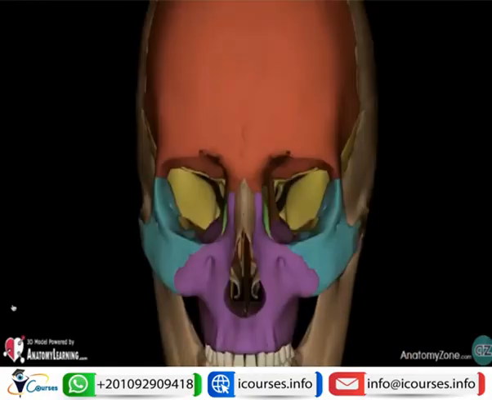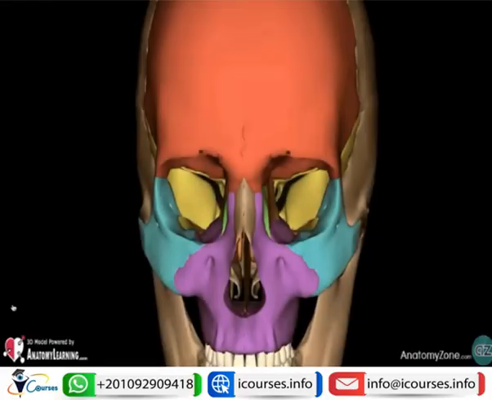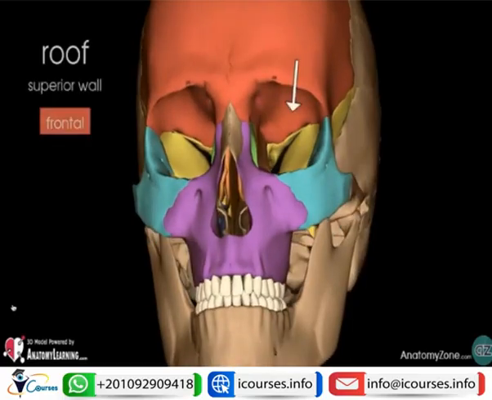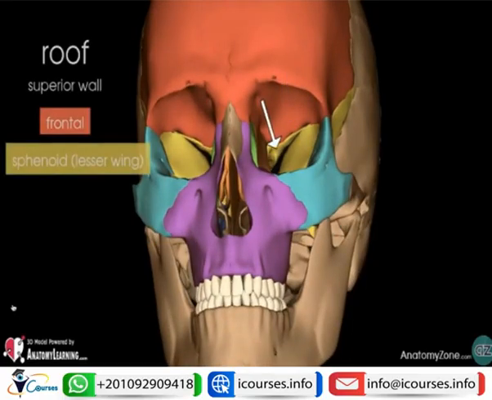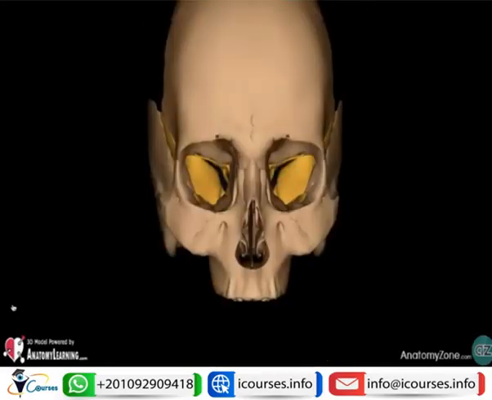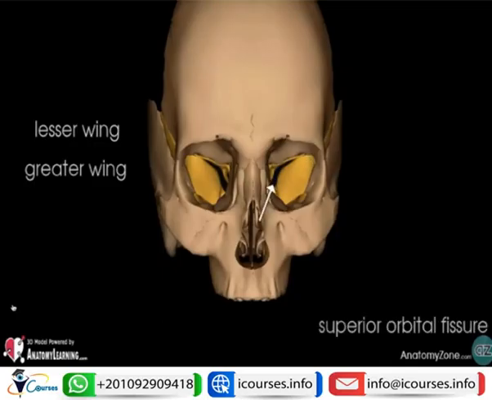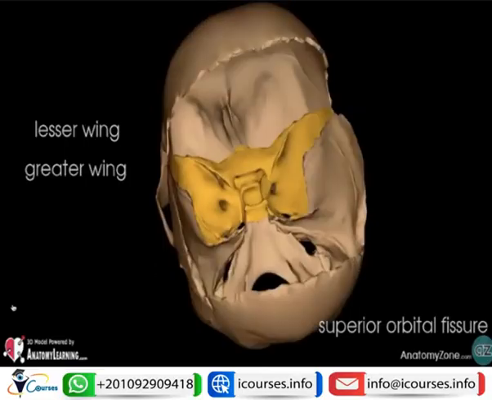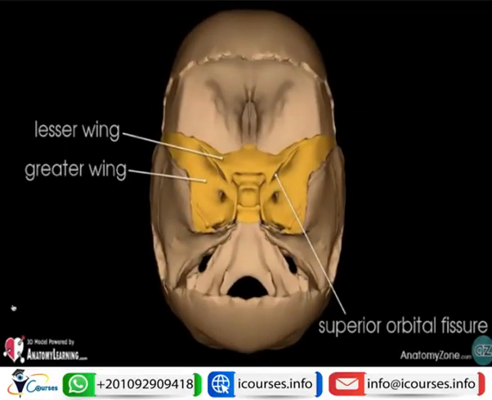Now let's take a look at the other components of the bony orbit. The roof, or the superior wall, is formed by the frontal bone and the lesser wing of the sphenoid. The frontal bone separates the orbit from the anterior cranial fossa. I've just switched to a view to demonstrate the sphenoid bone, which can be a confusing bone to understand. From this anterior view, you can see the lesser wing, the greater wing, and the superior orbital fissure. And to illustrate this from within the cranium, I've rotated around to show these structures from a posterior and internal view.